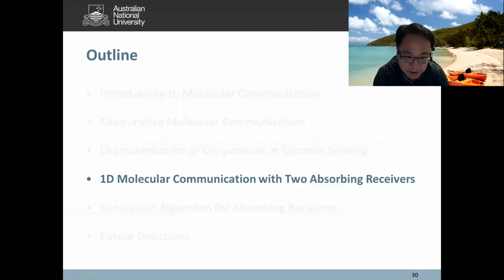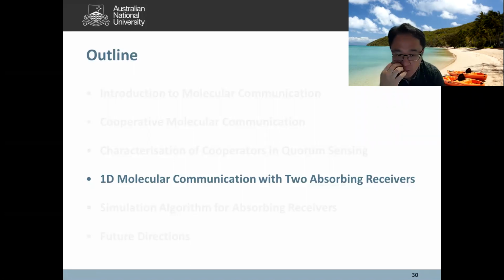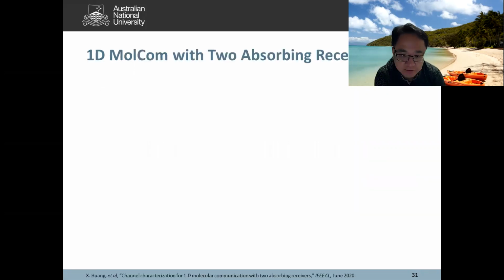So now let's look at the next work that we have been doing, in which we characterize the one-dimensional molecular communication with two absorbing receivers. The key fundamental difference that we have considered here is that we now consider absorbing receivers rather than the passive receivers that we have considered in the previous works.